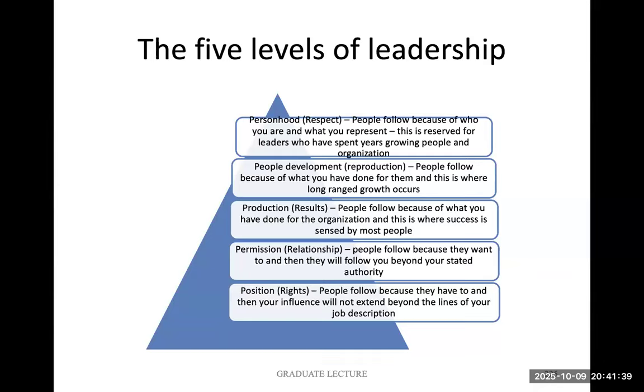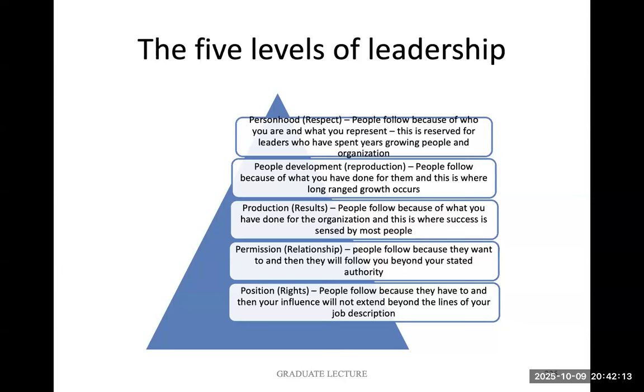Beyond all that you have done, your life is, like we call it, an authentic leadership. You know what you represent. So wherever you find yourself, those things manifest. And because of that, you've gained that respect. So people will follow you because of who you are and what you represent. This is meant for those of you that will spend long years growing people, growing different organizations, and you become a household name when it comes to leadership.